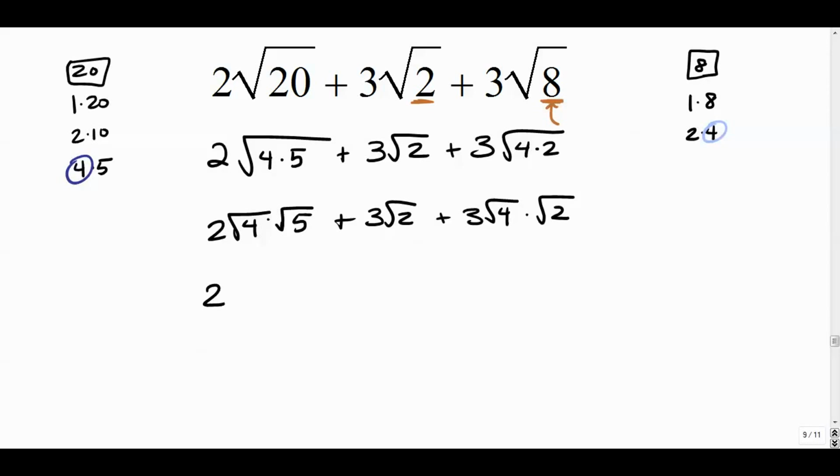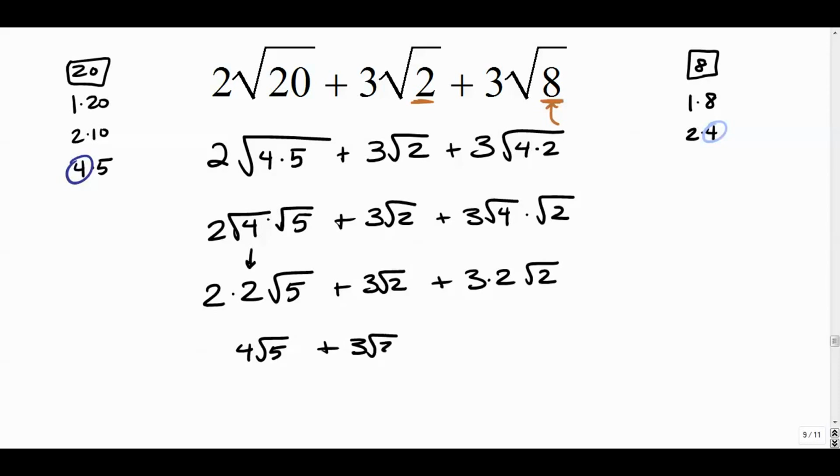The square root of 4 is 2. So we're actually performing that operation of square root, and we get rid of the radical sign once we do that. Radical 5, can't do that. Plus 3 radical 2. Plus 3 times the square root of 4, which is just 2 times 2. Simplify, 2 times 2 is 4. Radical 5 plus 3 radical 2 plus 6 radical 2.